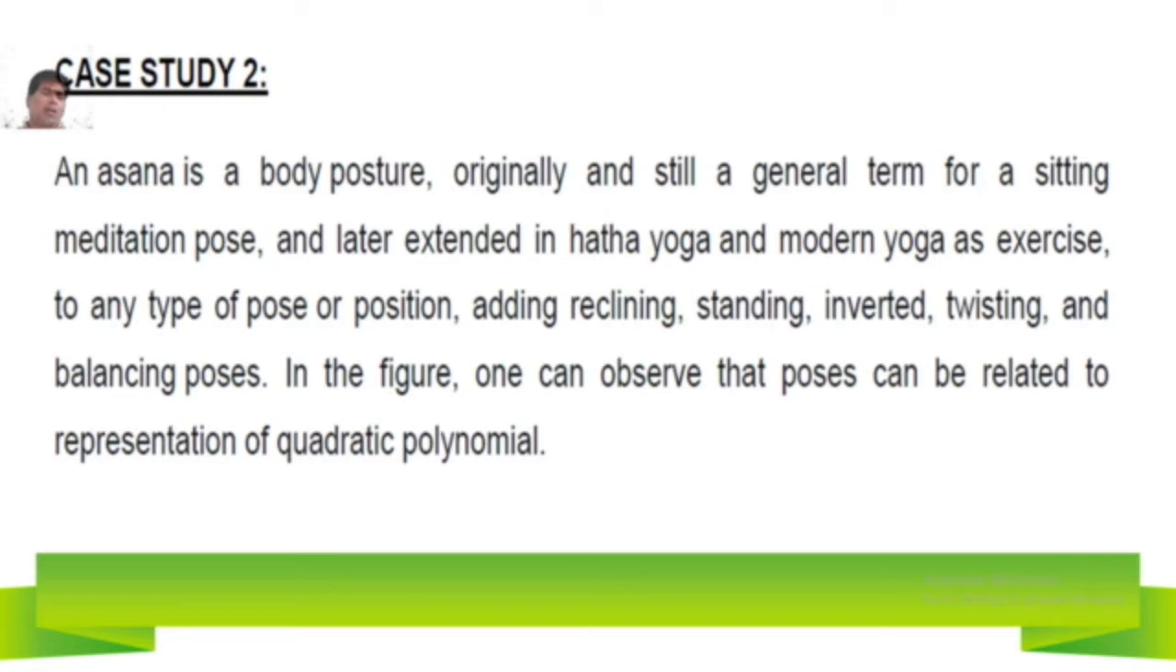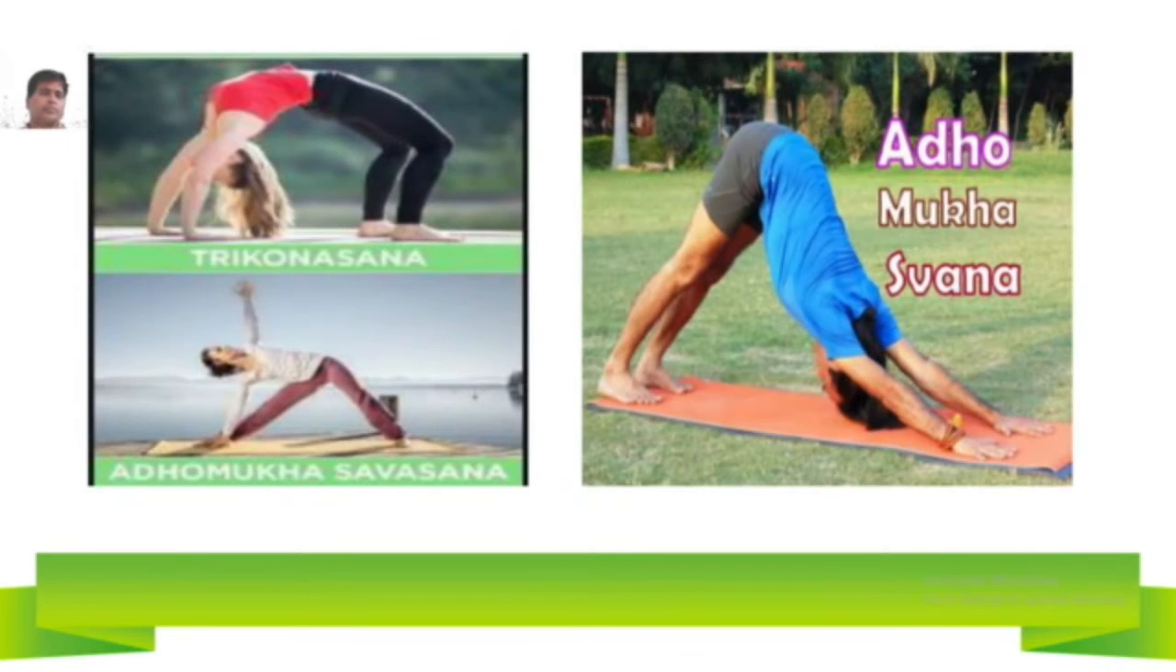Let us see what different asanas he has given in the picture form. He has shown here 3 pictures with different asanas. One is Trikonasana, Adho Savasana. So he has given 3 different poses of asanas. So it looks like a quadratic. It is a parabola, parabolic shape. So these are the asanas reflecting a parabola shape. Let us see in this case study what questions he is asking.